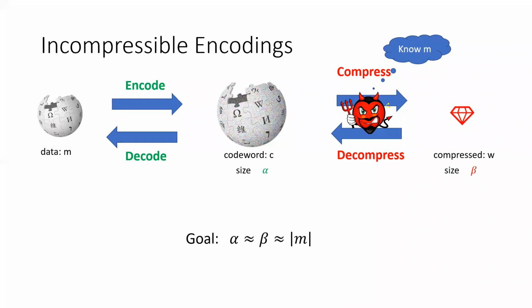And ideally, we want both of these to be very close to the message size. So that says that when I encode the Wikipedia data or some data M, I don't have much overhead. My code word is essentially as big as the data itself. And also the adversary cannot compress it essentially at all. If he wants to have some way of remembering the code word, he has to store almost the entire code word, almost all alpha bits. So this is the goal of incompressible encodings.